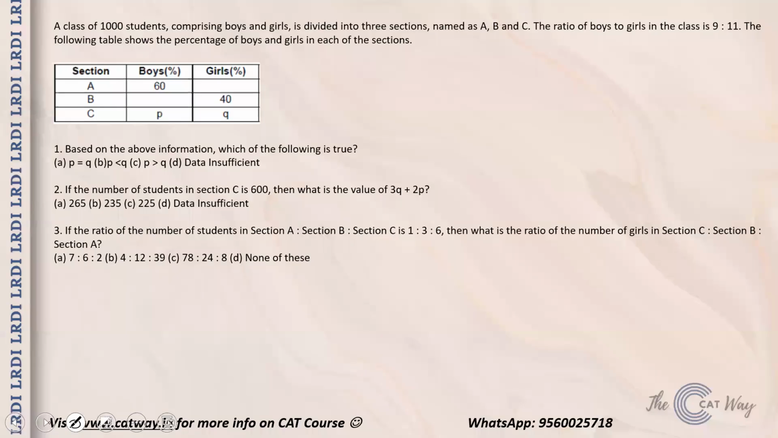So moving ahead, if you look at the question, it says that a class of 1000 students comprising boys and girls is divided into three sections named A, B and C. The ratio of boys to girls in the class is 9:11, right?